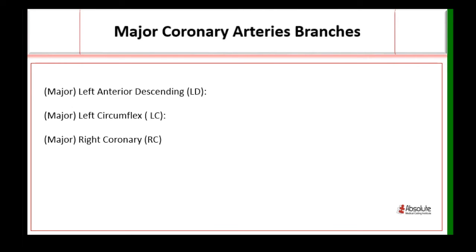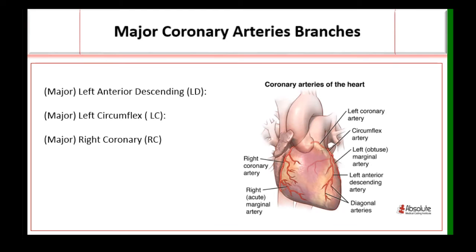And just like the major coronary vessels, the branches have names too. The major vessel, the left anterior descending, has 2 diagonals. That's the name of its branches. The name of the left circumflex's branches are 2 marginals. Yeah, it has 2 marginal branches.